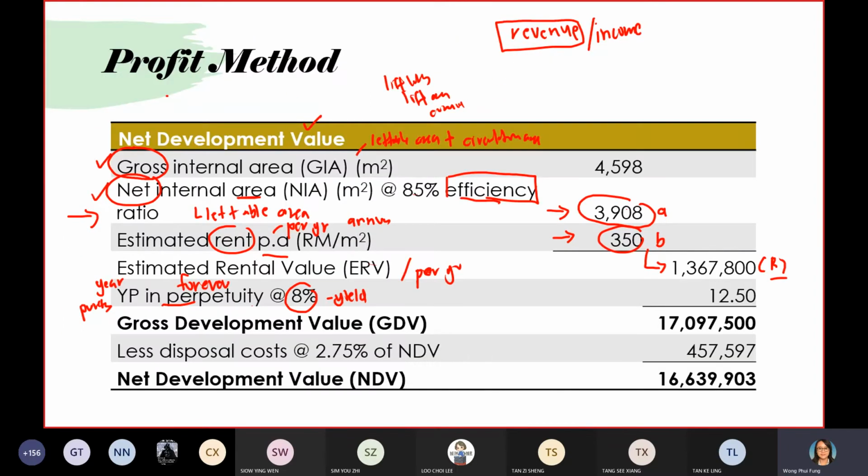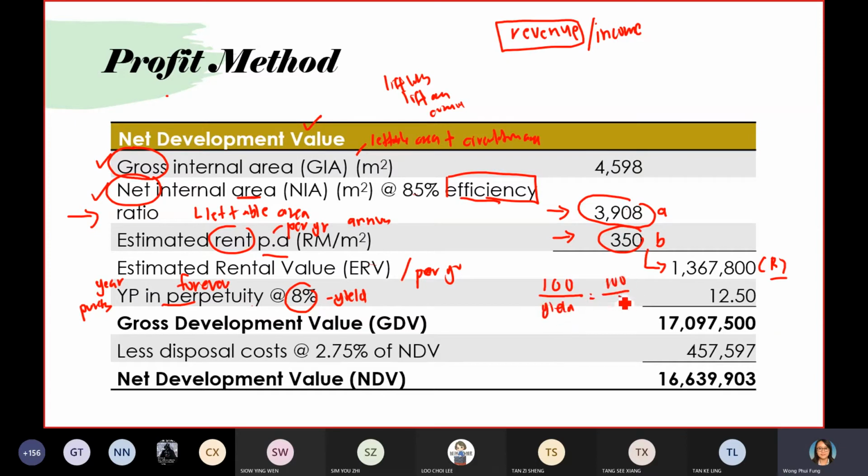But just for your information, for commercial property like office, retail, you need to use yield. Residential, no need. Residential property, please do not use yield. Yield is only for commercial property. So you figure out the yield first. Then how are you going to convert to YP in perpetuity? You use 100 divided by yield.